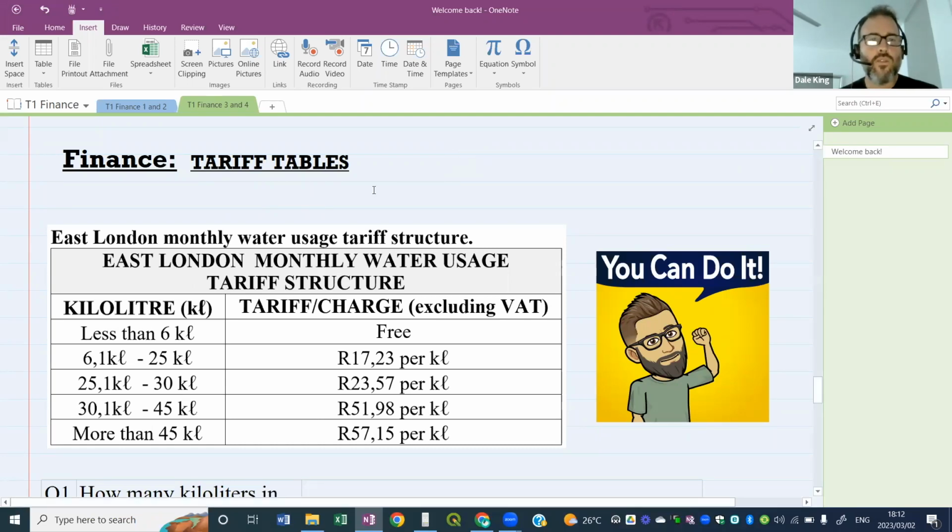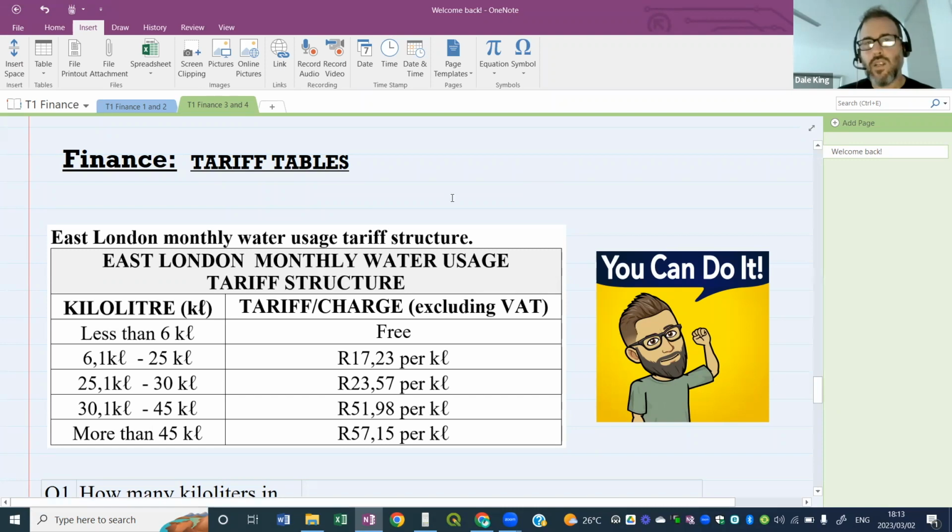Okay. So we've got an example here of a water usage tariff table. And if you go to the website of the municipality that you're in, like Ethekwini or Tshwane or Cape Town, they should all have something similar to this on their website. So this one comes from East London. It's quite an old one. The newer ones obviously have the cost a little bit higher now. But this comes from the municipality's website.